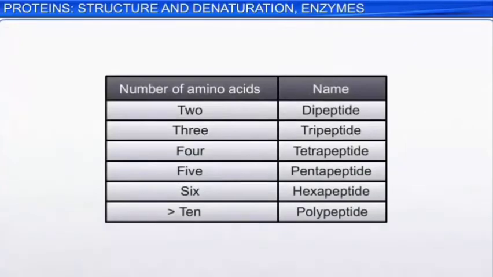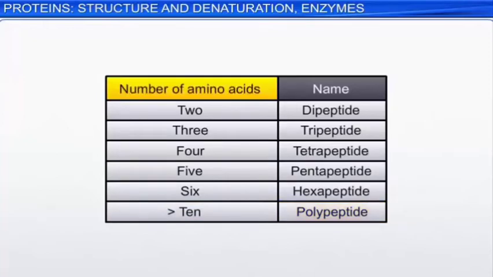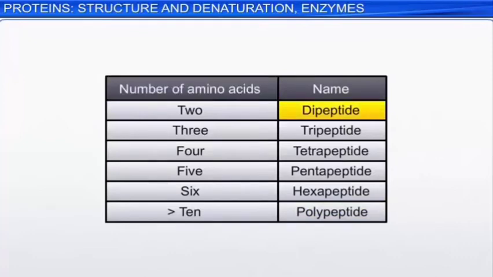Similarly, when 4, 5, or 6 amino acids are linked, the products obtained are called tetrapeptide, pentapeptide, and hexapeptide respectively. When more than 10 amino acids are linked, the product obtained is called a polypeptide. Thus, depending upon the number of amino acid residues present per molecule, peptides are classified into dipeptide, tripeptide, tetrapeptide, and so on up to polypeptides.